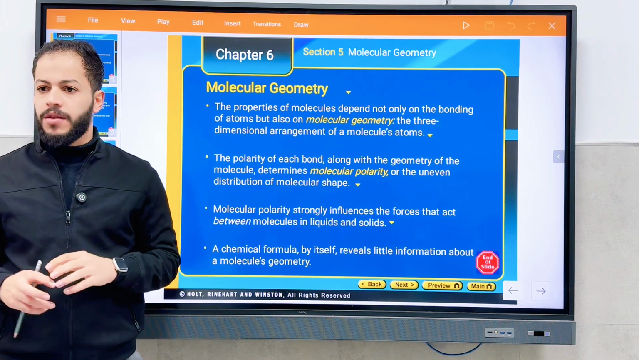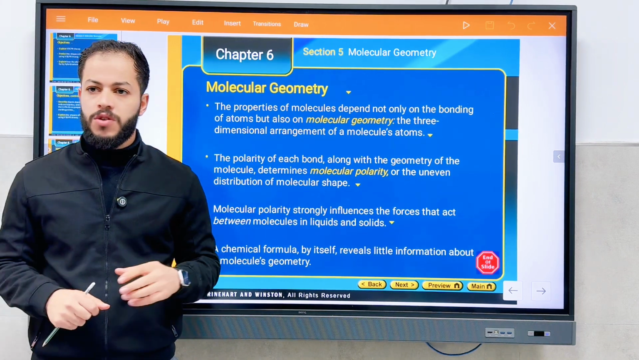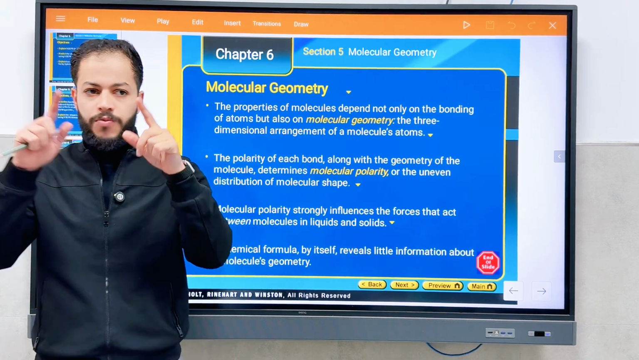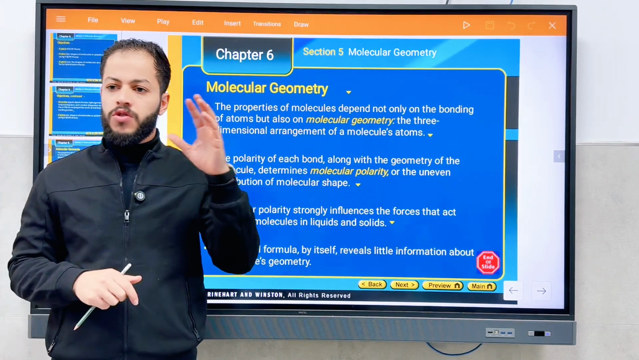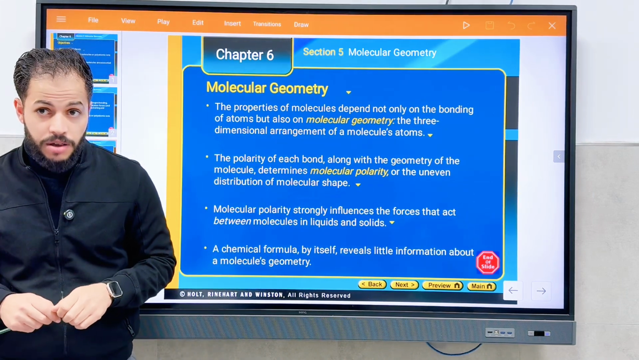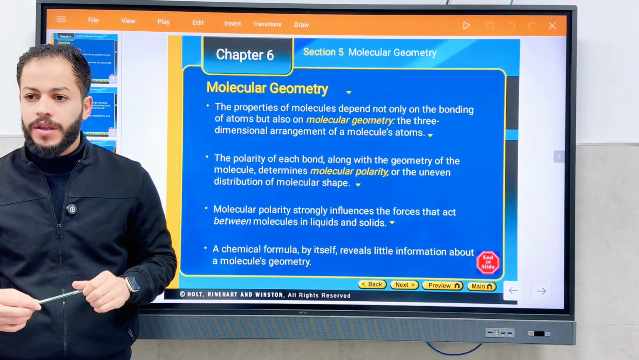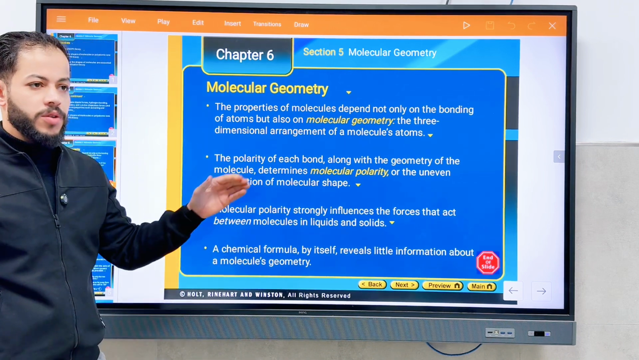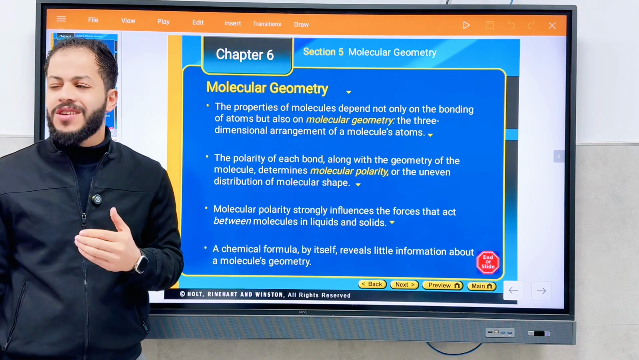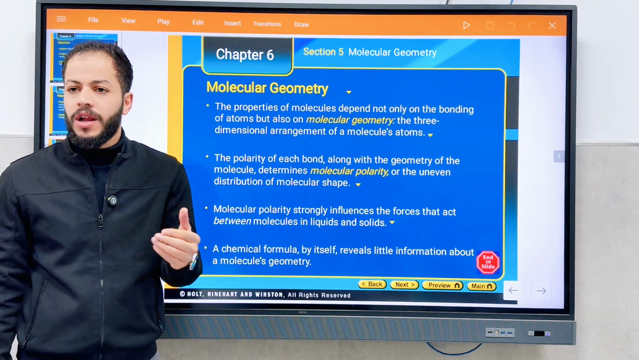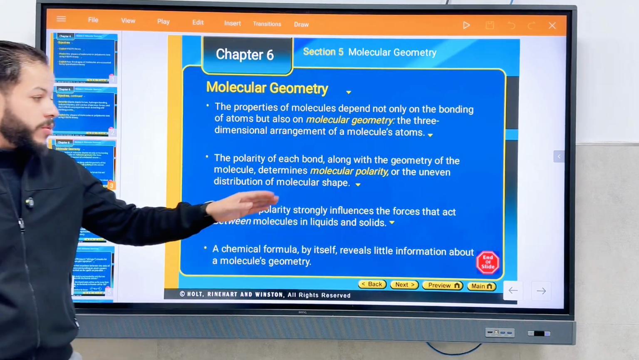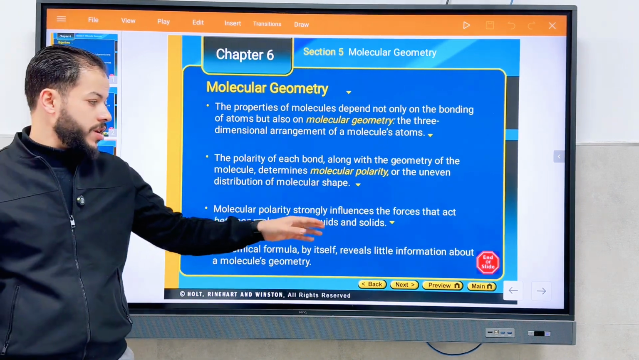And we know that in a covalent bond, the electrons spend more time near one atom because of its high electronegativity. This forms a charge: the atom with high electronegativity gets a partial negative charge, and the one with less electronegativity gets a partial positive charge, and we name this polarity, right? So the polarity together with the molecular geometry affects the shape of the molecules. We try to explain how the shape of the molecule actually looks, okay? Molecular polarity strongly influences the forces that act between molecules in liquids and solids.